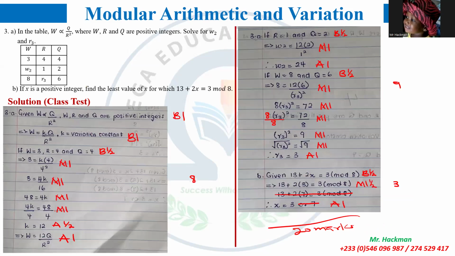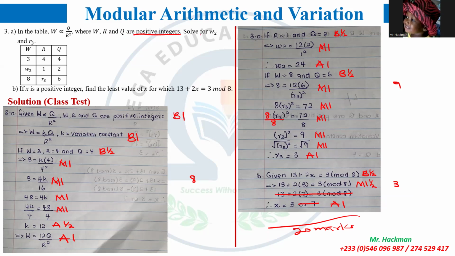Okay, so question number 3, equally a variation question, for A. However, the B is that of a modular question. So here we are told, indirectly, that in this table W varies directly as Q and inversely as the square of R. That's what we have here. But the question gives you the relation in math form, though usually you'll see it in the English form. And you underline that this is very critical: positive integers. So you know your W, R, Q are positive integers.